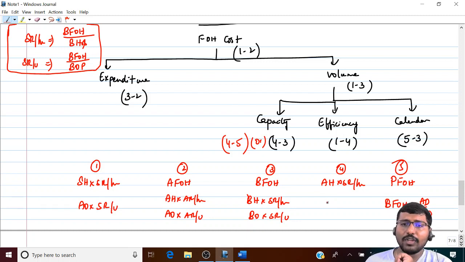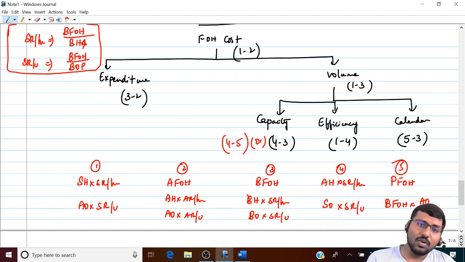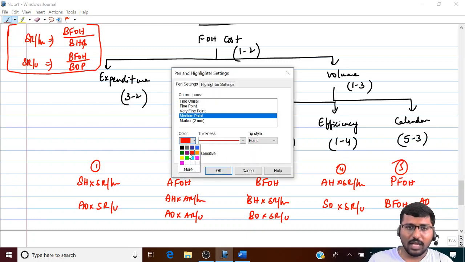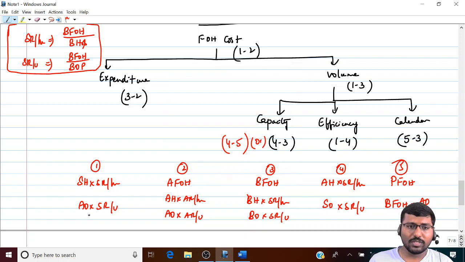AH into SR per hour, we already know the alternative formula: SO into SR per unit. You remember that? Just now we have seen. SO means what? Standard output for actual hours worked. You got this? Now as usual, before I get to the explanation part, I will round up the frequently used formulas.